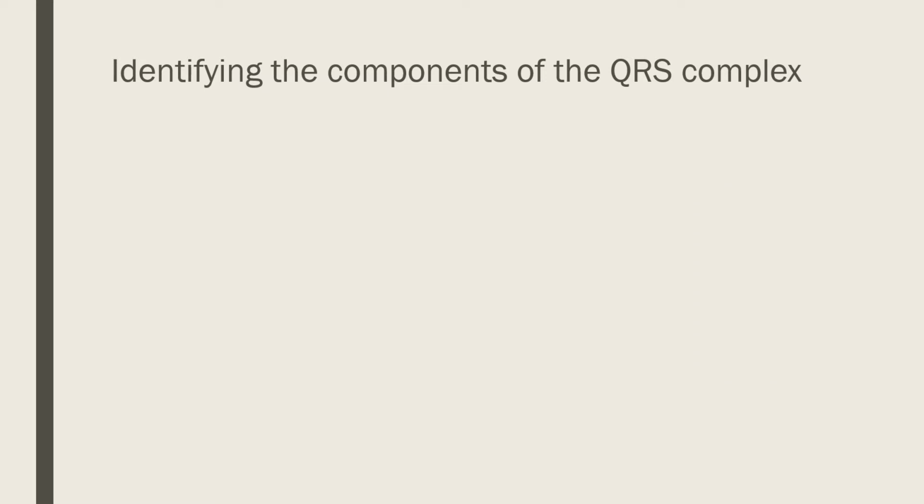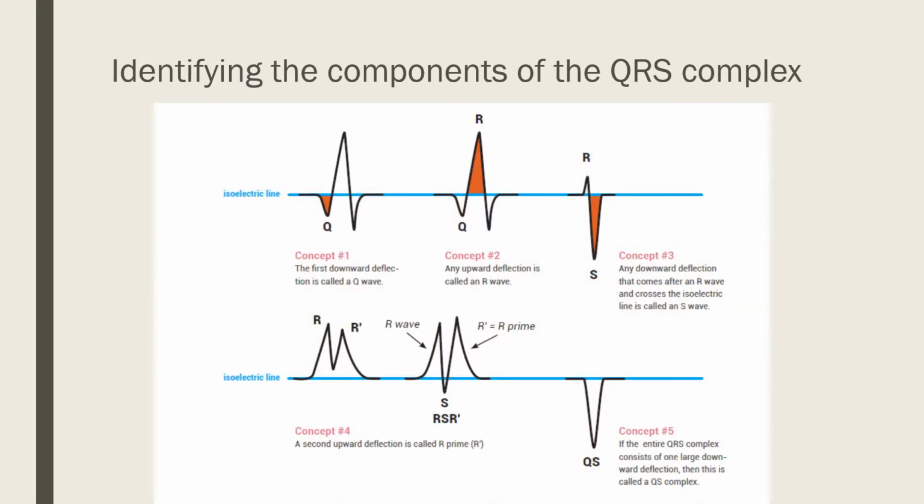Now, what are the components of the QRS complex? As shown in this tracing figure, the first concept is that the first downward deflection is called the Q wave. Then, the second concept, any upward deflection is called the R wave. The third concept, any downward deflection that comes after an R wave and crosses the isoelectric line is called the S wave.